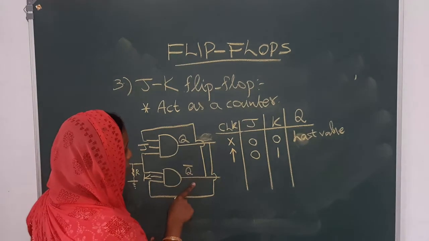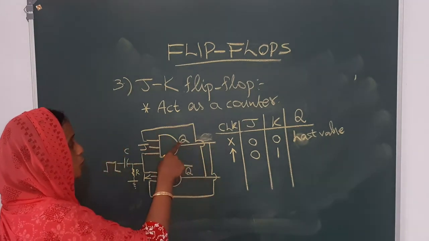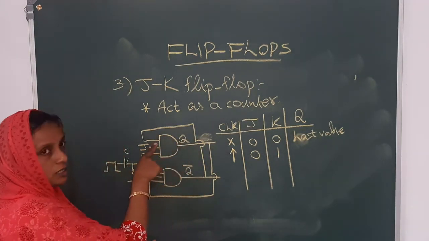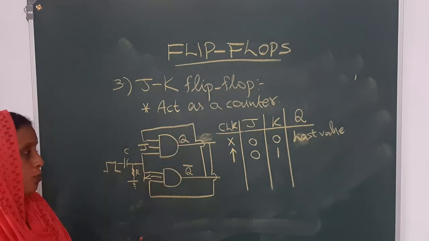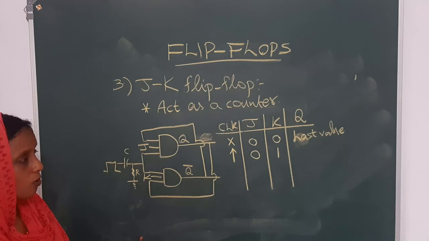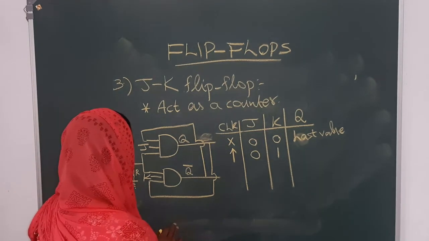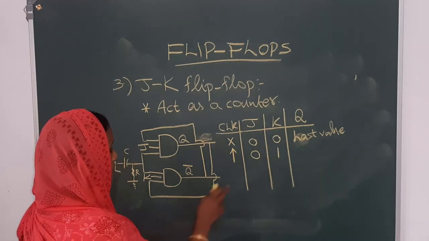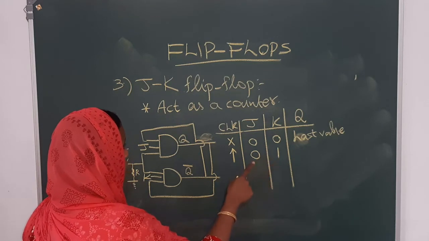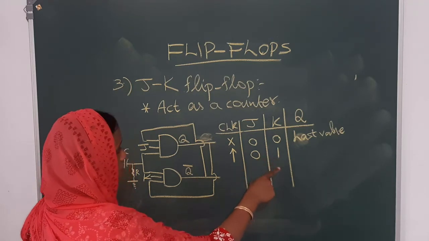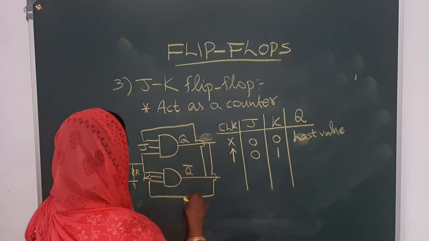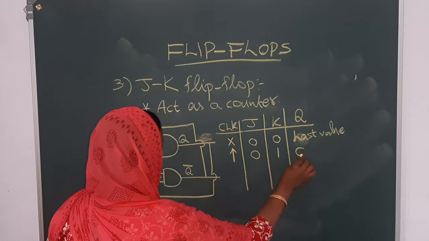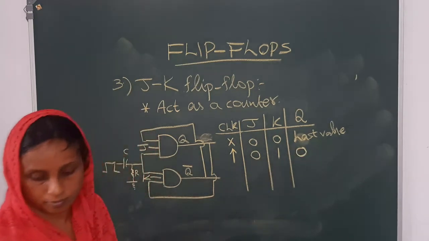If this Q bar is high, this goes to this part and again this Q is 0. That means in this combination 0 and 1, Q should be 0.